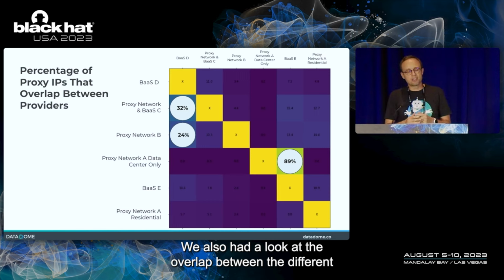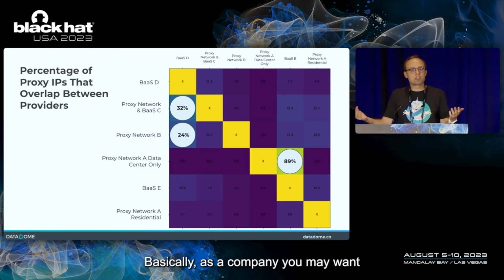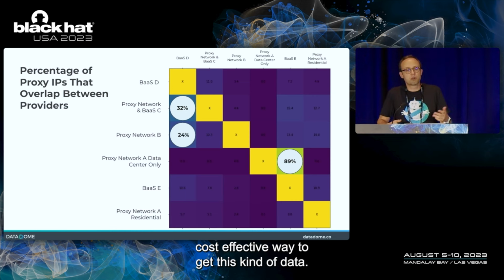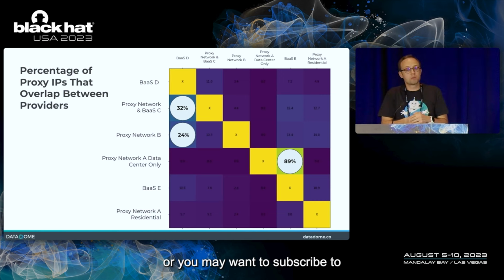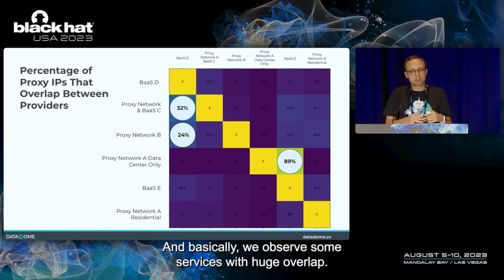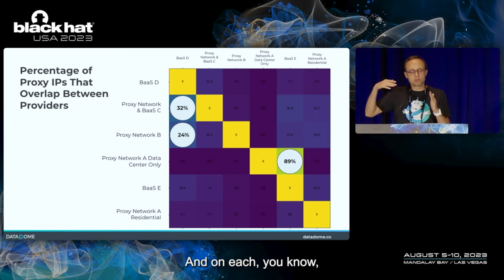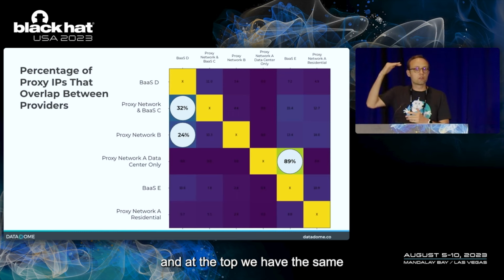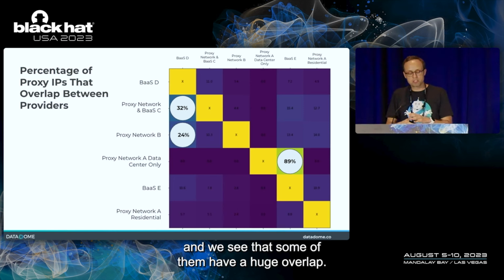We also had a look at the overlap between the different proxy providers and bot as a service. As a company, you may want to get this kind of data by yourself, and you may want to know the most cost-effective way to get it. You could subscribe to a service, or you may want to subscribe to a residential proxy service yourself. Basically, we observed some services with huge overlap. This is a sort of correlation matrix: on the left, you have the different proxy providers and bot as a service we studied, and on the top, we have the same ones. We see that some of them have a huge overlap.